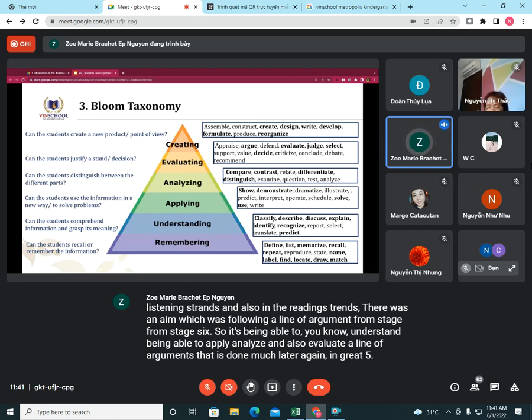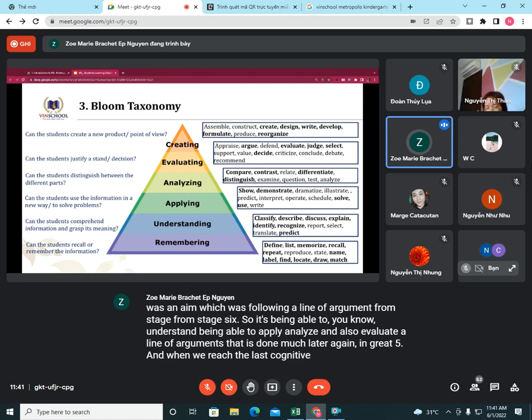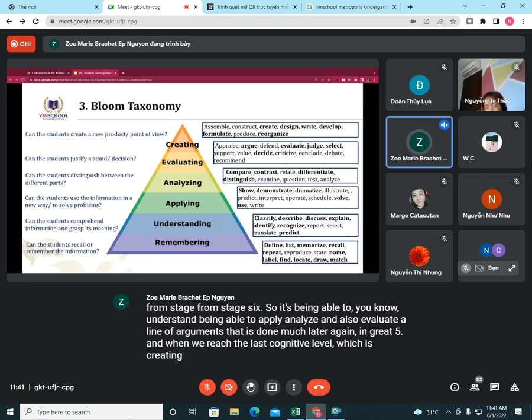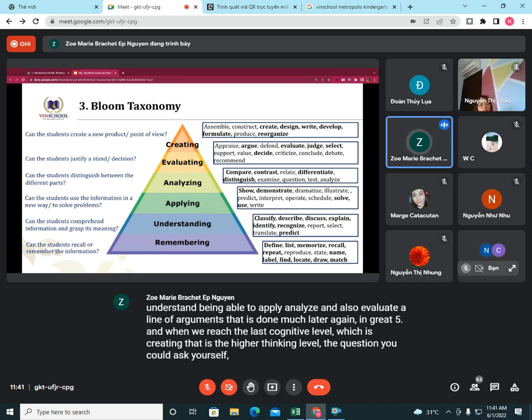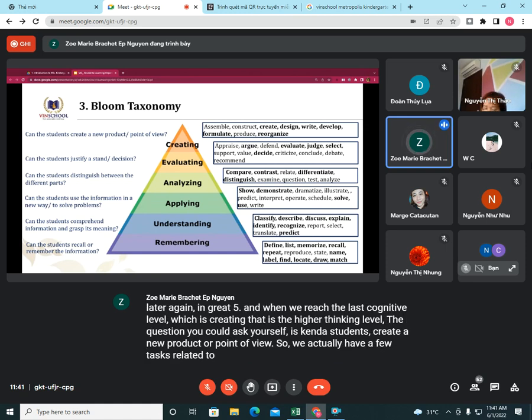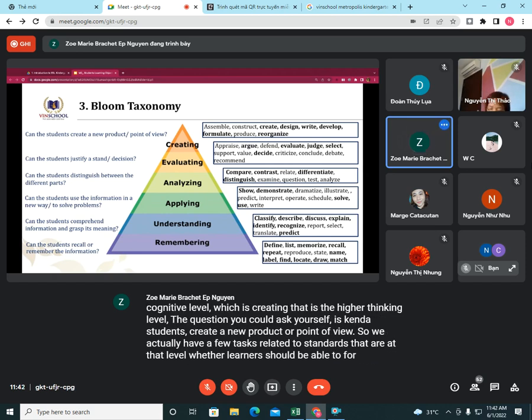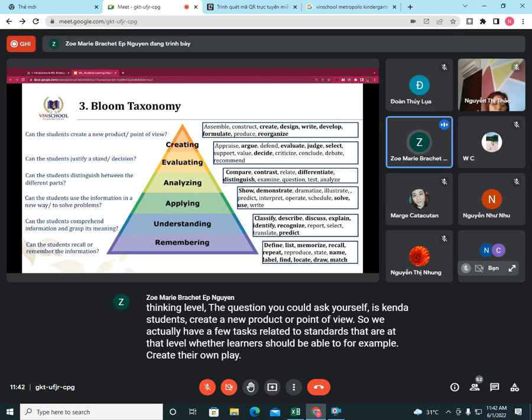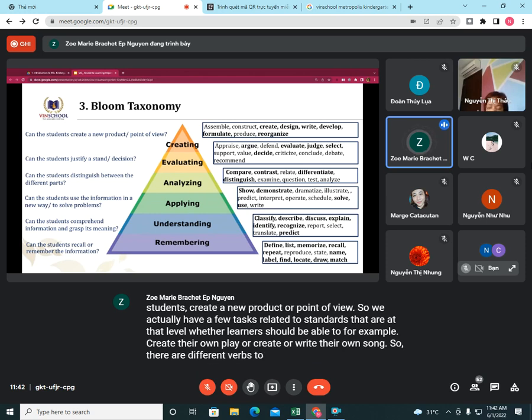And when we reach the last cognitive level, which is creating, that is the higher thinking level, the question you could ask yourself is, can the students create a new product or point of view? So we actually have a few tasks related to standards at that level, where the learner should be able to, for example, create their own play or write their own song. So there are different verbs to target and measure that behavior.